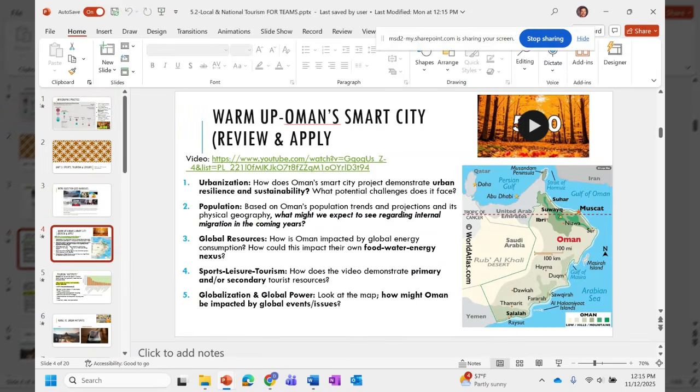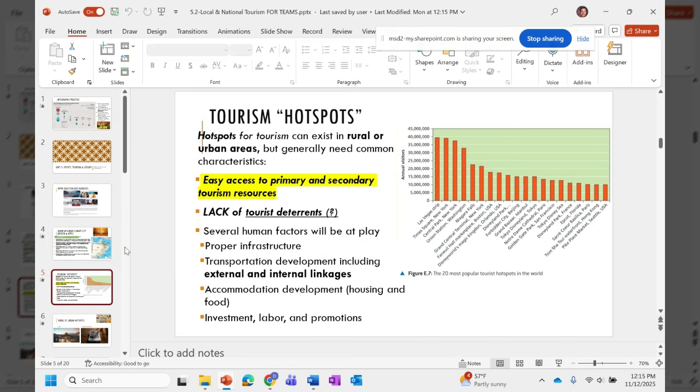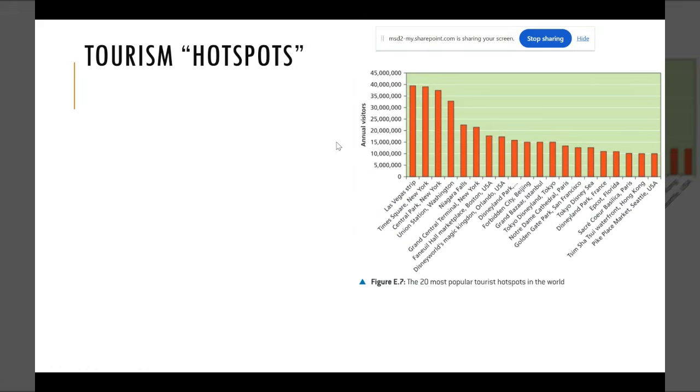So, one thing we're really trying to look at here is what makes a place a tourist hotspot, whether you are a rural area or an urban area.